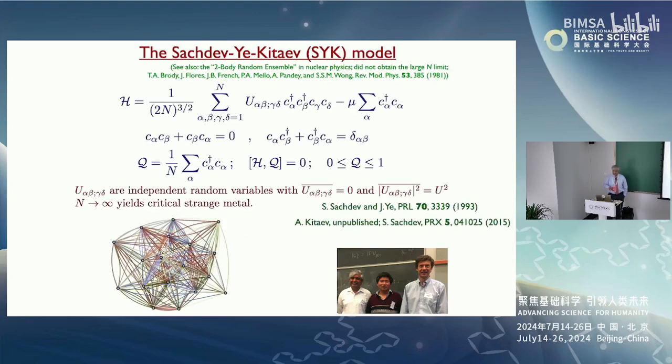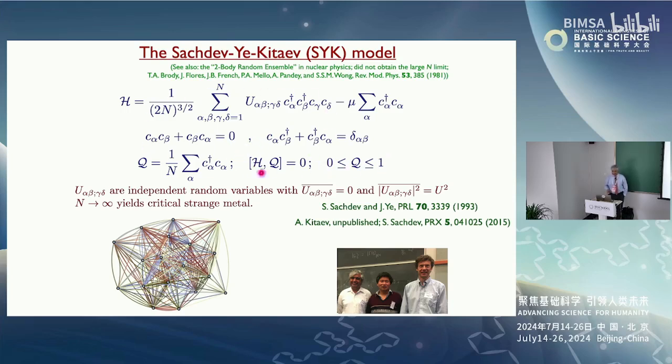And now I can write down the Hamiltonian for the few mathematicians that might be here. You have these anti-commuting operators, c_alpha and the Hermitian conjugate. From these fermion operators, you create this two-body Hamiltonian, and we're interested in the spectrum of this Hamiltonian for some ensemble of numbers U_{alpha beta gamma delta}, where we take them to have zero mean and mean square value U squared. You put this factor of N to the 3/2 to have a sensible large N limit, and you also have a conserved quantity for that Hamiltonian, and that's the charge, which will be between 0 and 1.